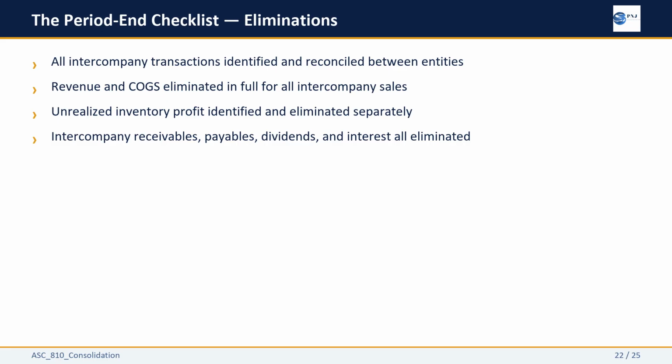Eliminate revenue and COGS in full. Separately identify and eliminate unrealized profit in ending inventory. Eliminate all intercompany receivables and payables, dividends, and interest. Each line on this checklist corresponds to a common failure mode. The checklist is only effective if each item is genuinely verified, not just signed off.